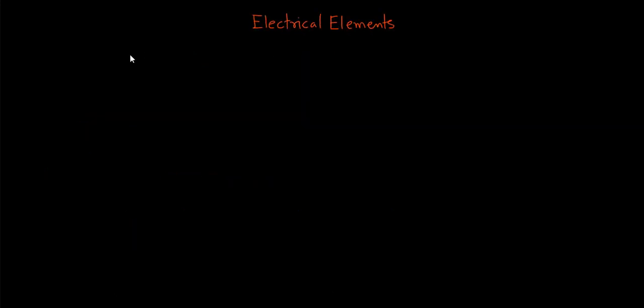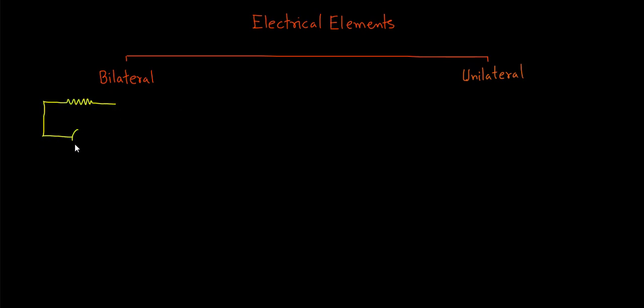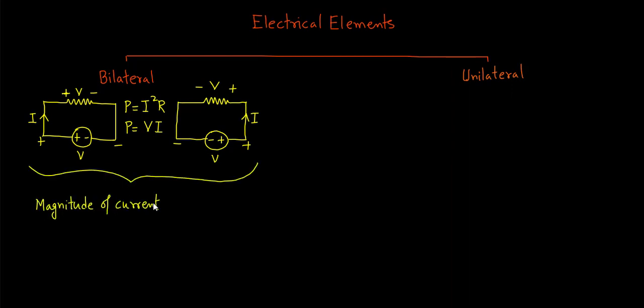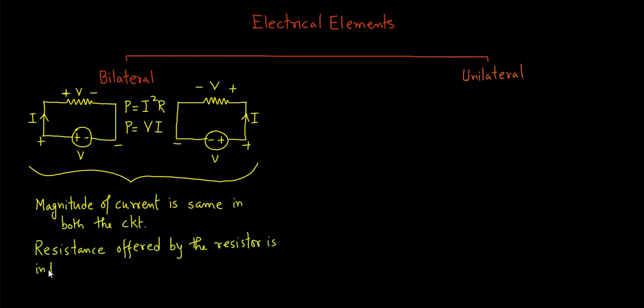Another way to classify elements is whether it's a bilateral or unilateral element. Consider a resistor R connected to a voltage source V. We observe a current I flowing from positive potential to negative potential. There is a voltage drop V across the resistor, and there is a power loss P, which equals I square R, or it can also equal V into I. Now, if the voltage polarity changes, then we find that the current is flowing in the opposite direction, but its magnitude remains the same, and the voltage drop and power loss are also the same. This happens because the resistance offered by the resistor is independent of current direction. These elements are known as bilateral elements.